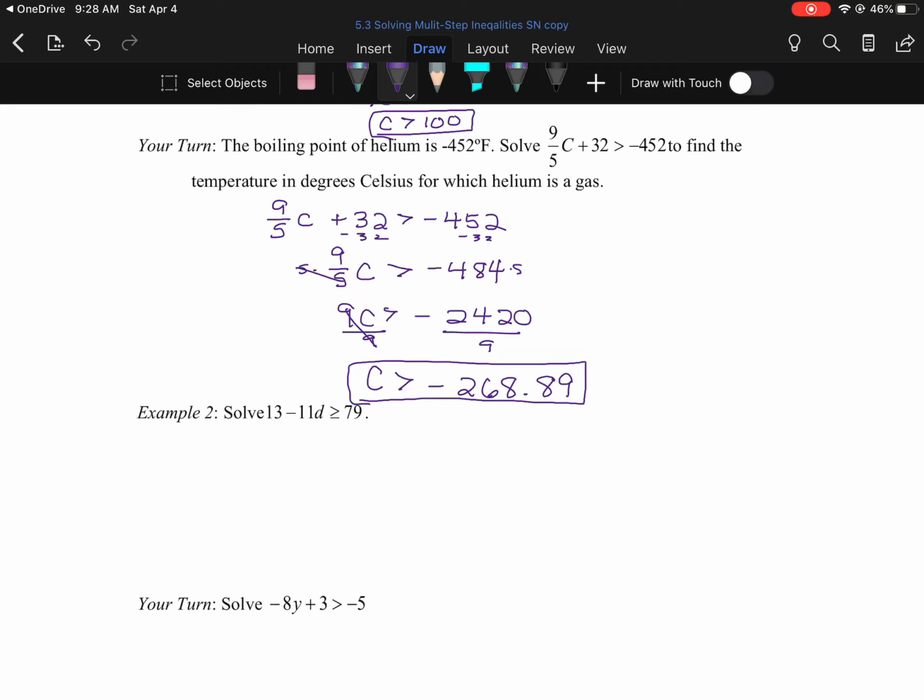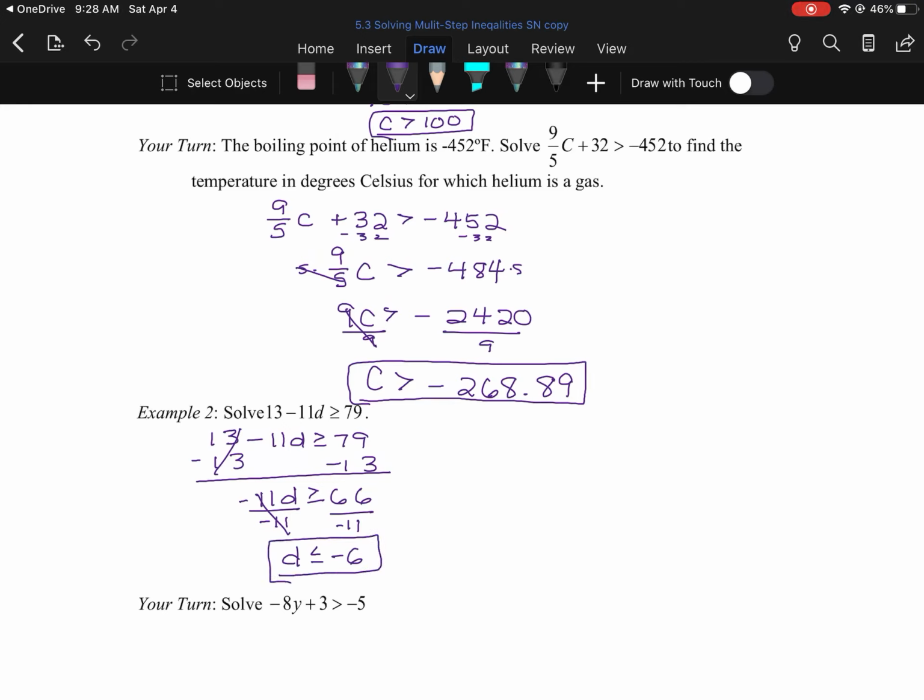All right, so example 2 doesn't have any story to it, so it's just asking us to solve this basic problem. So 13 minus 11D is greater than or equal to 79. So we have to subtract 13 from both sides, and we get negative 11D is greater than or equal to 79 minus 13 is 66. And then we are dividing both sides by negative 11. So don't forget, we divided by a negative number, so we must flip the sign. So now we get D is less than or equal to negative 6.